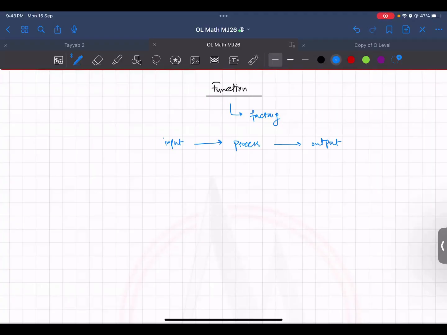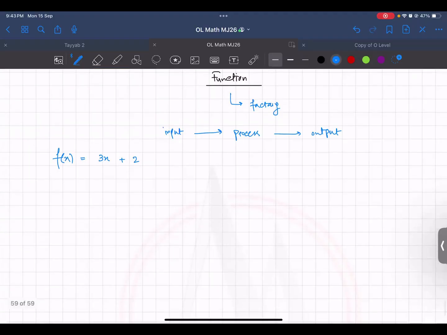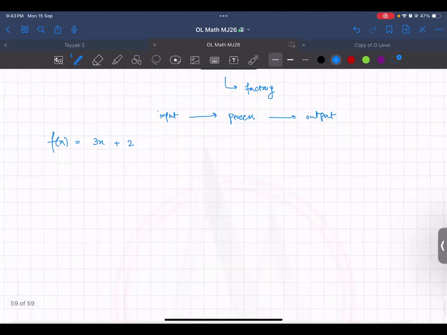So how do you say this? A function is written like this: f(x) equals, a basic example of a function, 3x plus 2. Let's suppose this is a function. A function has three parts. First of all, there is the name of the function. The name right now is f(x). There's a function f. You can have g(x) as well, l(x) as well, t(x) as well. Any, but f(x) is the most common because f is for function, right?